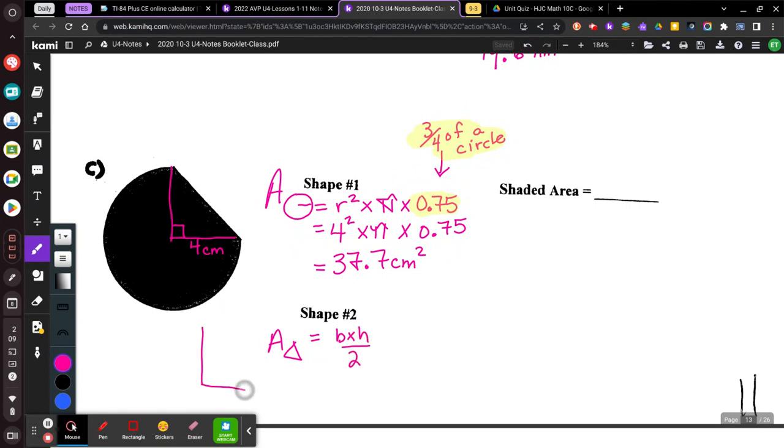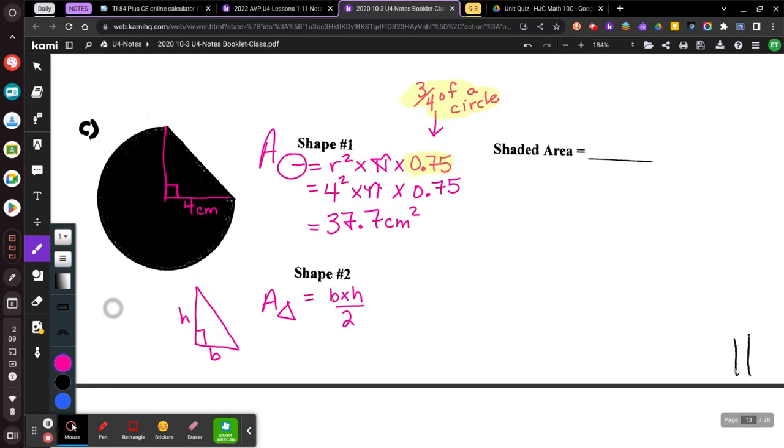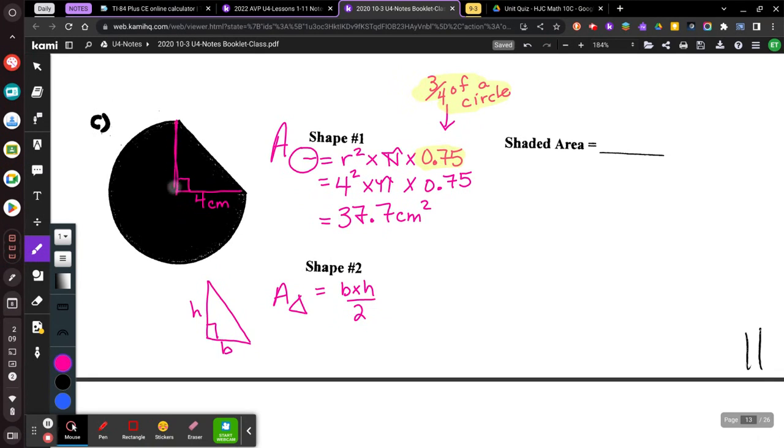And when we've got a right triangle like that, attached to the 90, we've got our base and our height. That's where we find base and height for one of those questions. So if it's a radius of a circle, well, that means it's 4. Its base and its height is the same because it's a radius of a circle. So that means we've got 4 times 4 divide 2. That's going to give us 16 divide 2 is 8 centimeters squared.